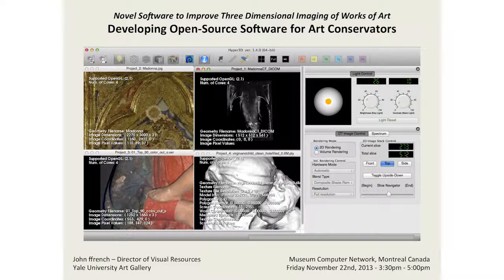My name's John French, and I work at the Yale Art Gallery. I'm going to talk about a project that was done between some of the conservation staff and Yale's computer science department.